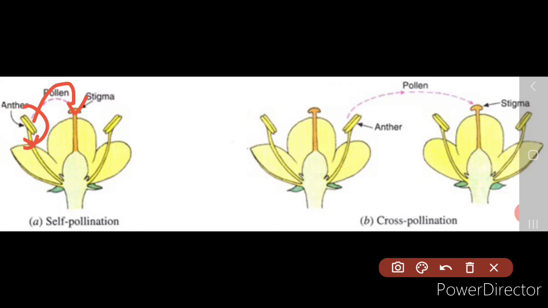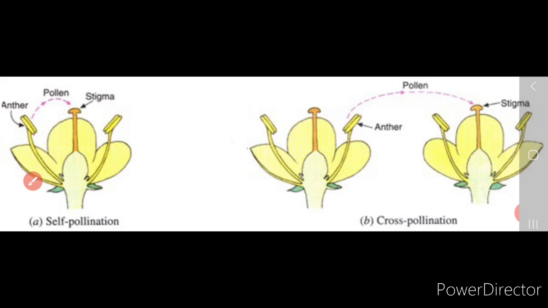Now what are the advantages of self-pollination? Self-pollination is possible in bisexual flowers, and it does not depend upon the agencies of pollination. There are agencies of pollination; we'll be learning about them next. So it does not require any agencies for pollination because it takes place within the same flower, right? And there is no wastage of the pollen grains because they are transferred to the same flower. So these are the advantages of self-pollination.